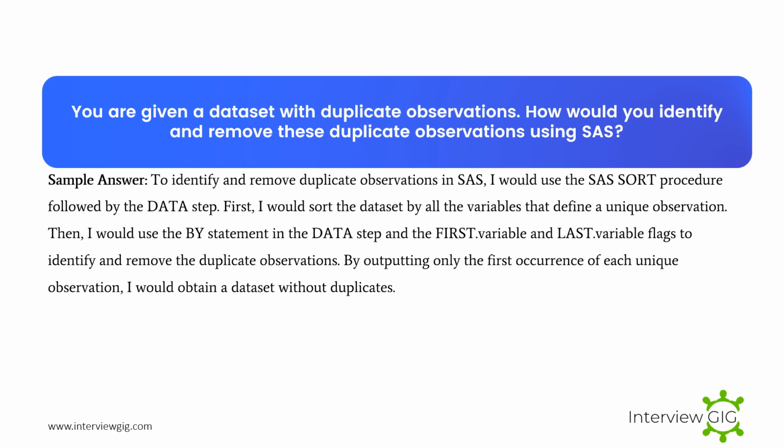You are given a dataset with duplicate observations. How would you identify and remove these duplicate observations using SAS? Sample answer. To identify and remove duplicate observations in SAS, I would use the SAS sort procedure followed by the data step. First, I would sort the dataset by all the variables that define a unique observation. Then, I would use the by statement in the data step and the first.variable and last.variable flags to identify and remove the duplicate observations. By outputting only the first occurrence of each unique observation, I would obtain a dataset without duplicates.